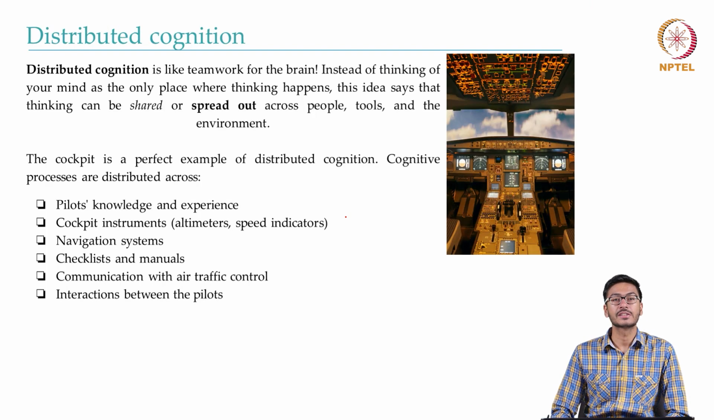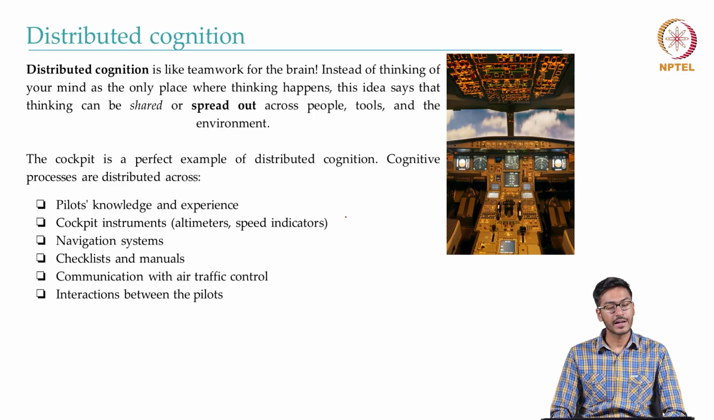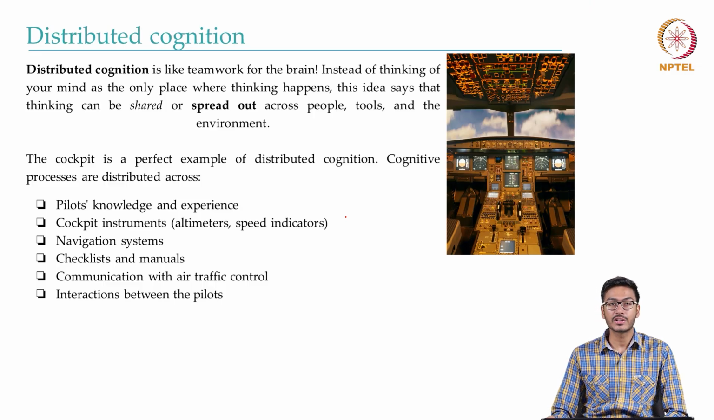Now we look at some different types of cognition. Distributed cognition is simply teamwork for the brain. Instead of thinking of your mind as the only place where thinking happens, this idea says that thinking can be shared or spread out across people, tools, and the environment. I think the best example for distributed cognition is the cockpit of an airplane.